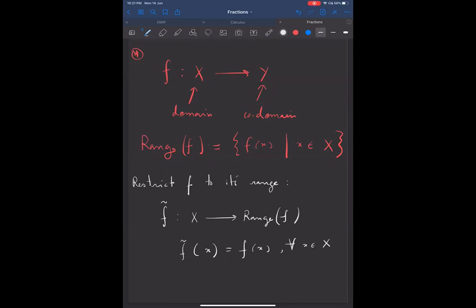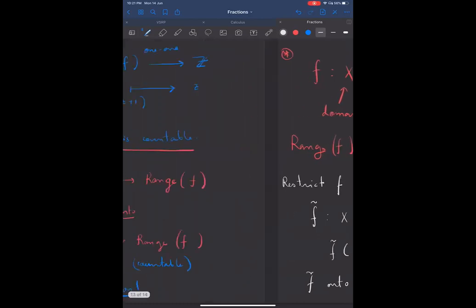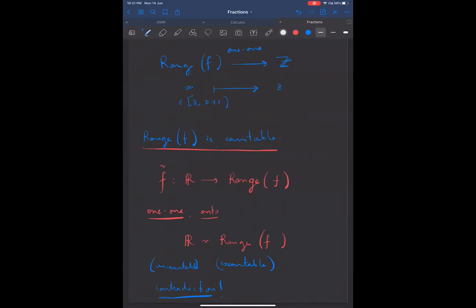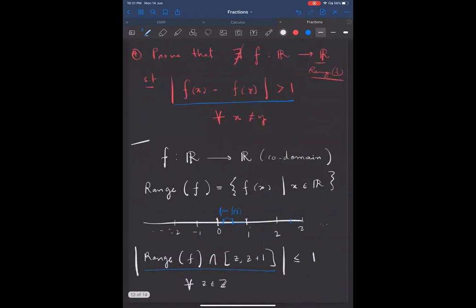So now when you restrict a function to its range, then that function is always onto. F tilde is always onto. Is this clear? Or surjective? Is it clear? Yes. Okay, great. So f tilde is onto, surjective. So that is exactly what we did here. We took the restriction that is onto, and it's of course one-one because it's given from before by the condition.